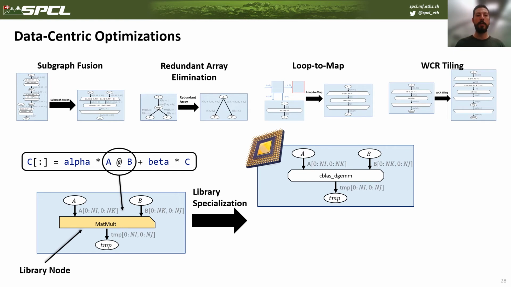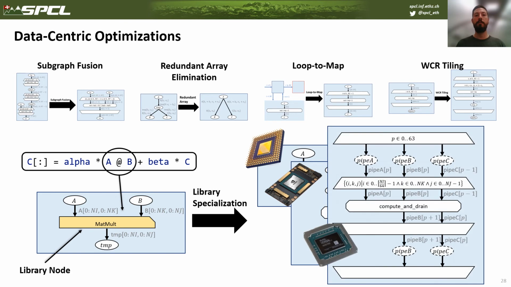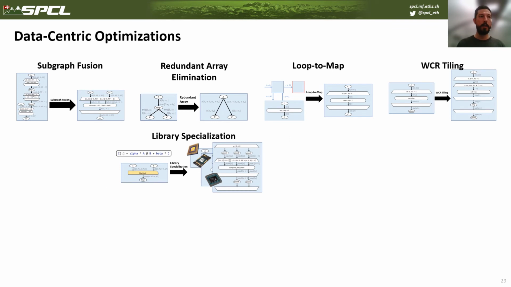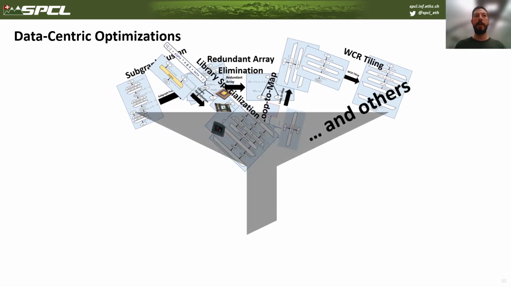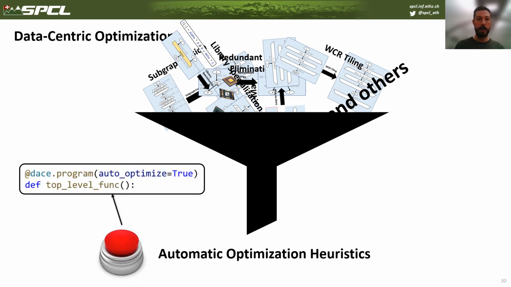For example, for the CPU, we may want to expand this to an MKL or an OpenBLAS call. For NVIDIA GPU, we use cuBLAS, and for FPGA, we have systolic array implementations. Now, DaCe has a lot more transformations. We put them all together, we make a recipe, and we end up with automatic optimization heuristics that we can apply to any data-centric program with a click of a button. Now, by click of a button, I mean that we set a parameter in this DaCe program decorator that we saw earlier, bigger button not included, sorry.